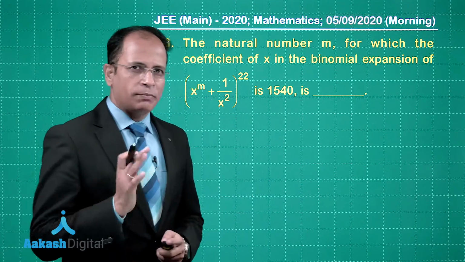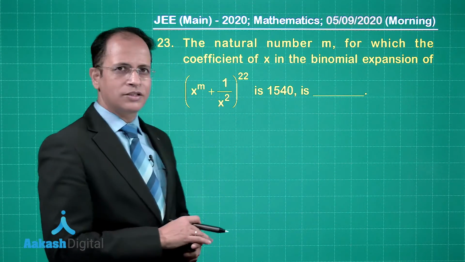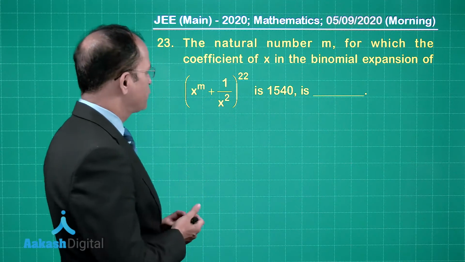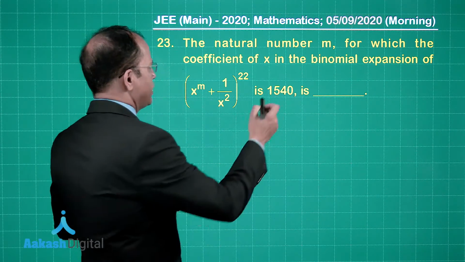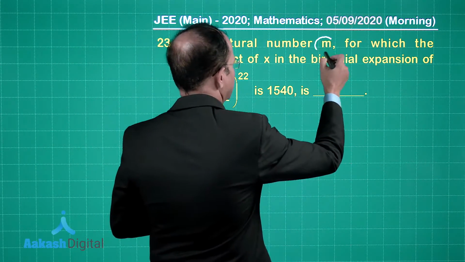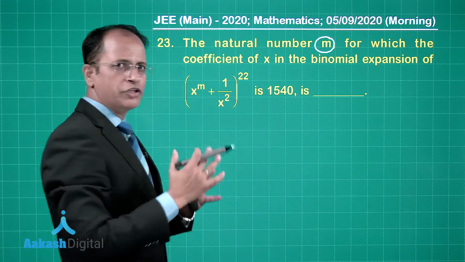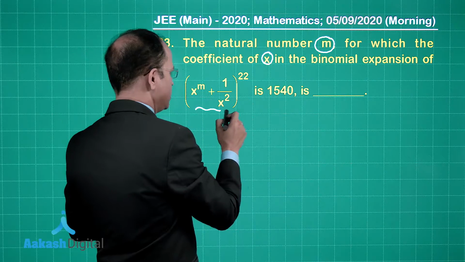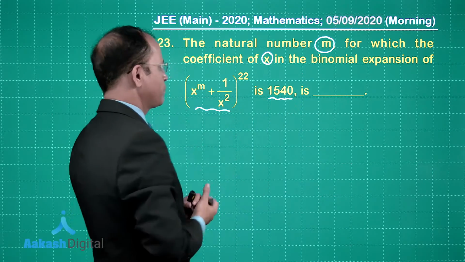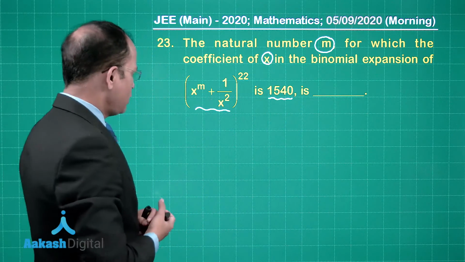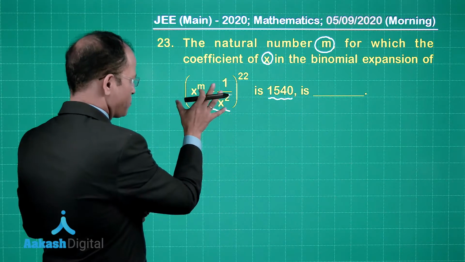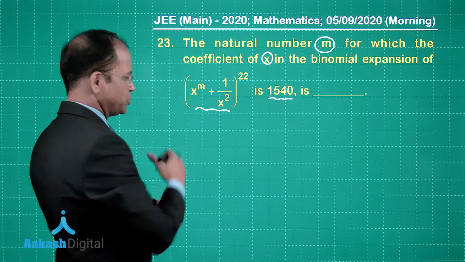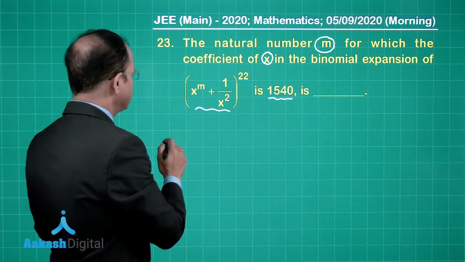Now friends, let's talk about the next problem, that is question number 23. It has been given that you have to find the natural number m for which the coefficient of x in the binomial expansion of this is 1540. Now first of all, let's have a look at the expansion and let's write the general term.